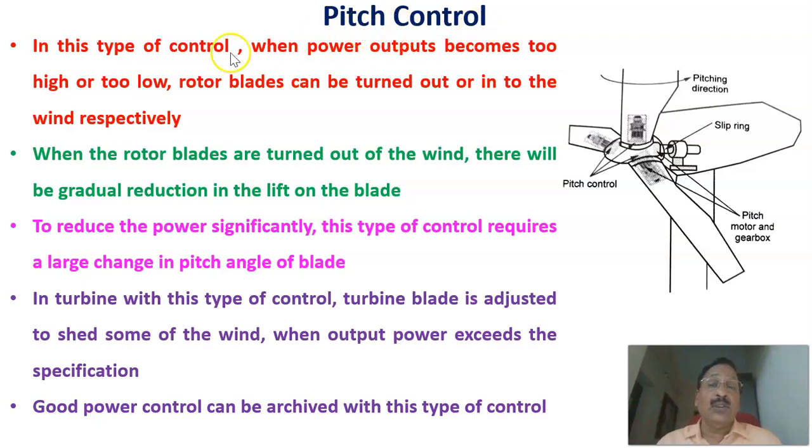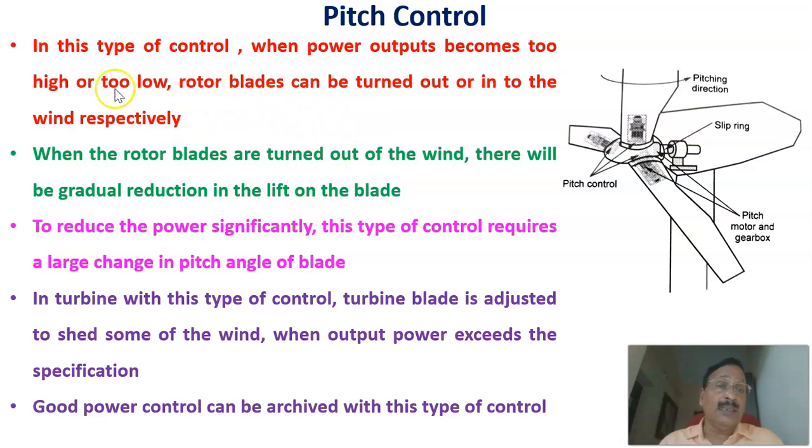In pitch angle control, when power output becomes too high or too low, rotor blades can be turned out of or into the wind respectively, as the wind speed is either very large or very low. When the rotor blades are turned out of the wind, there will be a gradual reduction in the lift force of the blade. To reduce the power significantly, this type of control requires a large change in blade pitch angle. In a turbine with this type of control, the blades are adjusted to shed some of the wind when the output power exceeds the specification. Good power control can be achieved with this type of control.